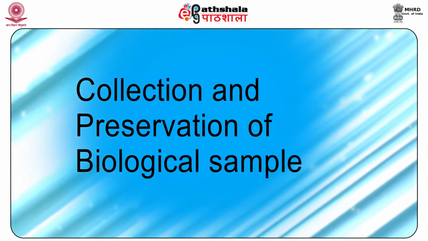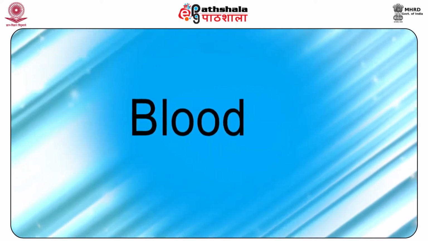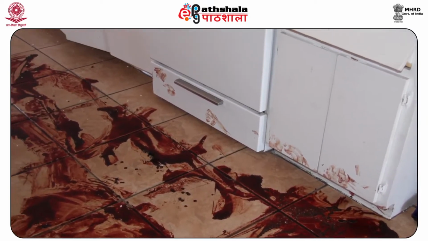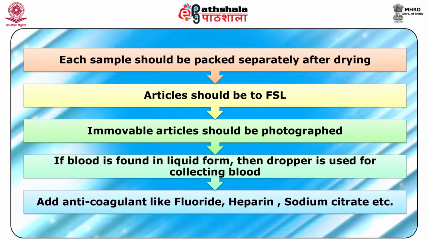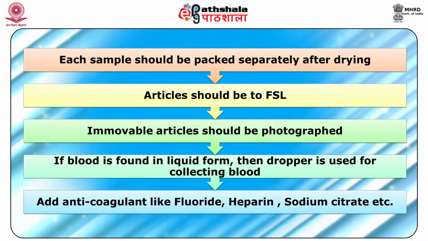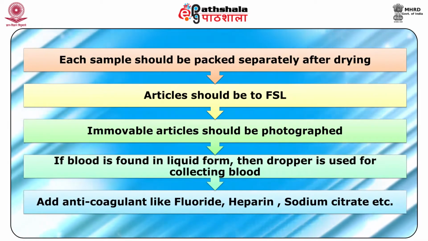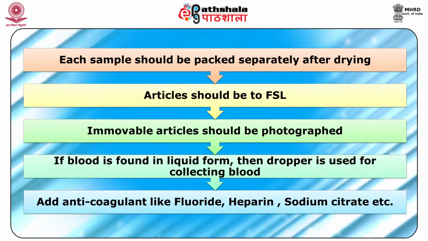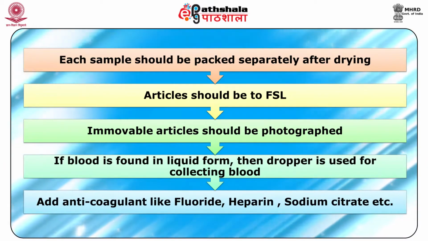Now we will learn about the collection and preservation of biological samples. First is blood. A colored photograph of the blood stain from every direction is taken because photographs help in reconstruction of the crime scene again. Always remember that each sample of blood is packed in a different paper or packet after drying. If wet, then it is sent to the forensic science laboratory for examination. Wet blood stains are dried for better preservation of the blood sample.